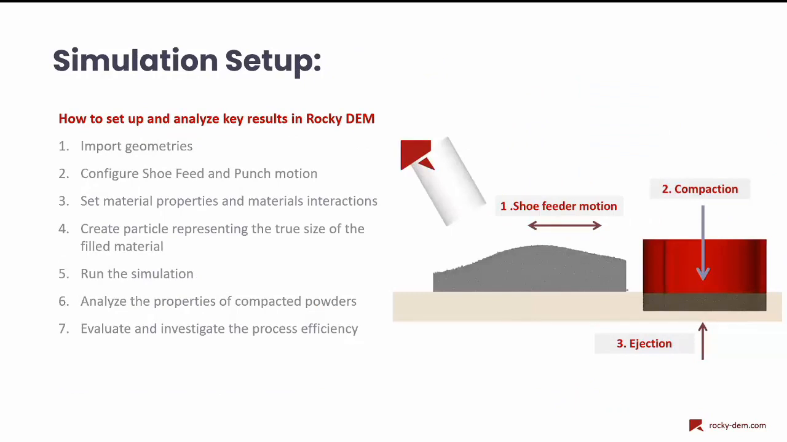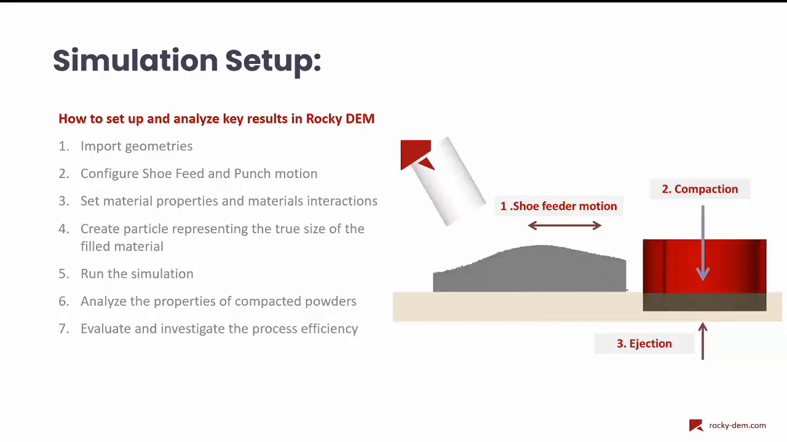To do this simulation inside Rocky, we need to follow a set of steps, which is very common pre-processing in any simulation process and simulation task. First, we need to import the geometries. Here we have four geometries. We have the shoe feeder. We have the punch geometry, which is shown as the red object. We have a bottom mold, which holds the whole piece together. And then we have an ejection piece, which gives us the compacted form of the powder.